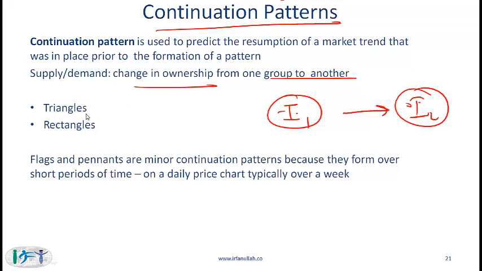The two major continuation patterns are triangles and rectangles, which we will cover in the subsequent slides. From an exam perspective, you just need to recognize that we also have something called flags and pennants. These are minor continuation patterns because they form over short periods of time. Typically, you will see them on a daily price chart over a 1 week period. A flag is a smaller version of a rectangle, and a pennant is a small version of a triangle.